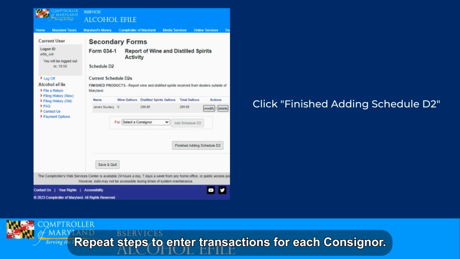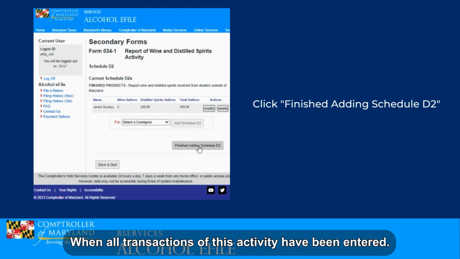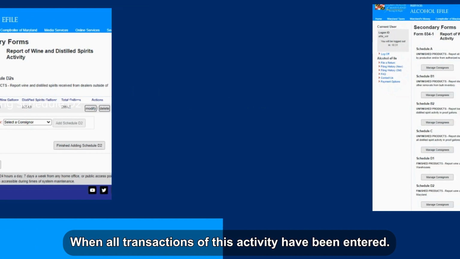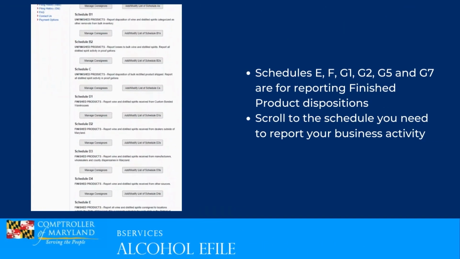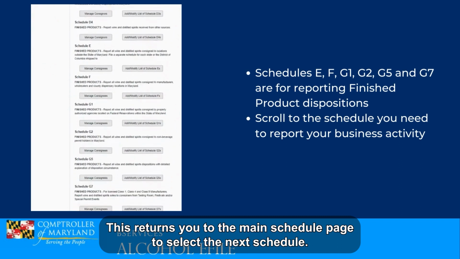Repeat steps to enter transactions for each consignor. The system displays the current schedule with total gallons by consignor. Click Finished when all transactions of this activity have been entered. This returns you to the main schedule page to select the next schedule.